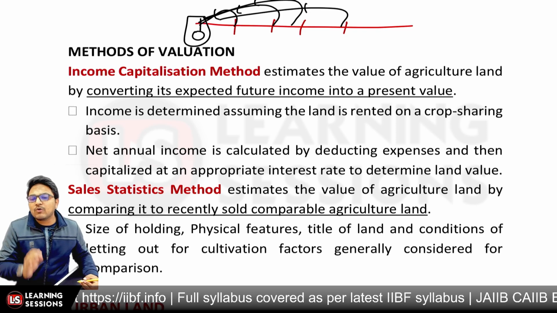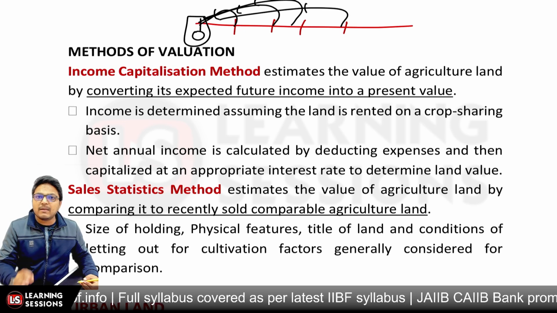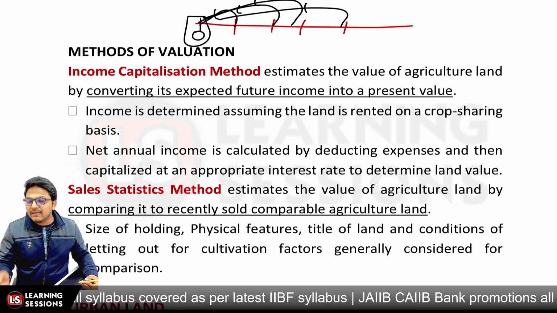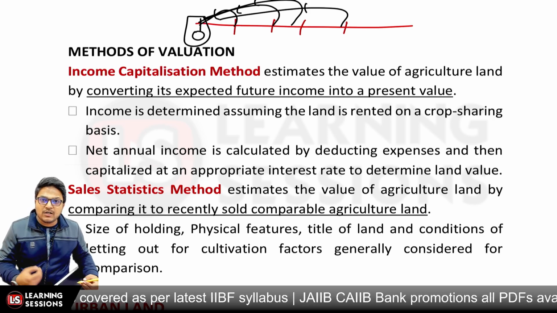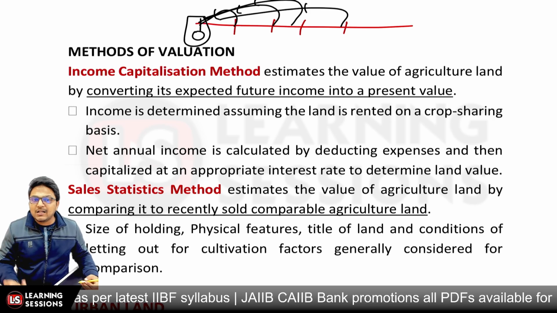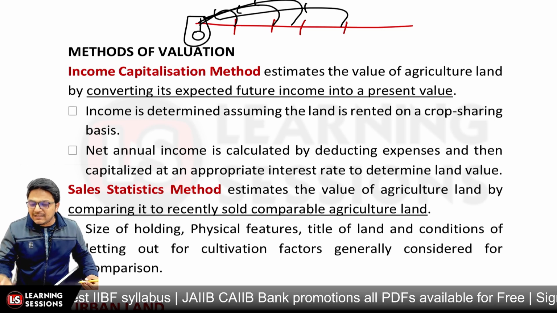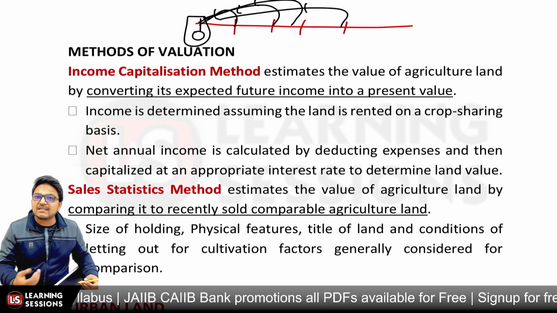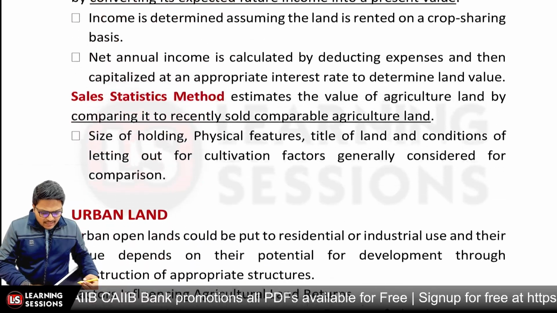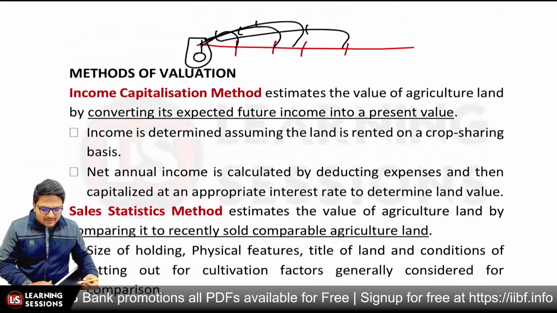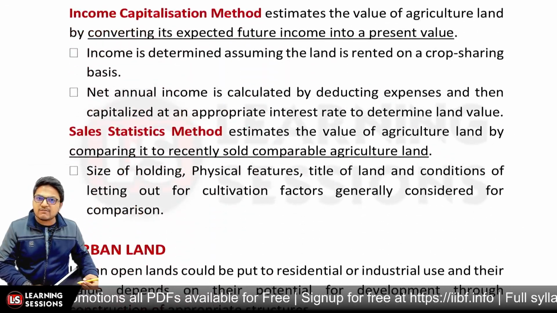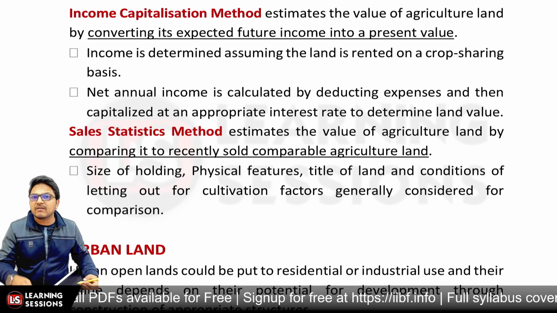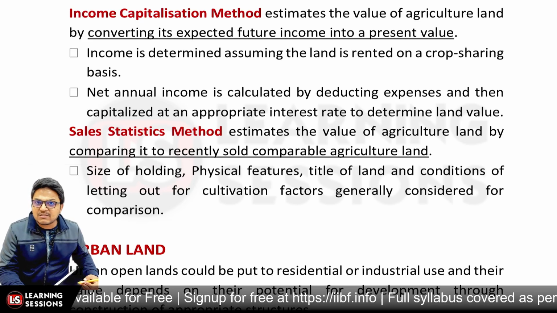So particularly we are going to calculate the income, which will be determined by assuming that the land is rented or on a crop sharing basis, and also we'll look at the expected future value and calculate the present value of the same, right? And the other one is the sales statistics method. So under agricultural land we have 2 methods. One is the income capitalization method, and the other one is the sales statistics method over there.